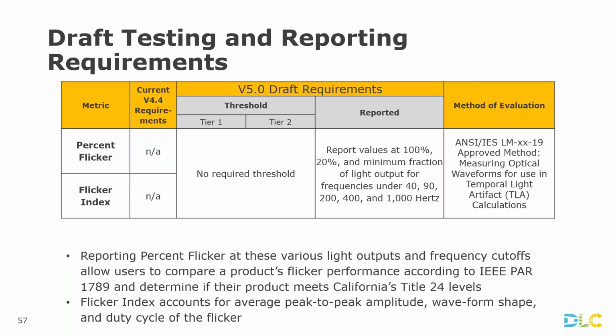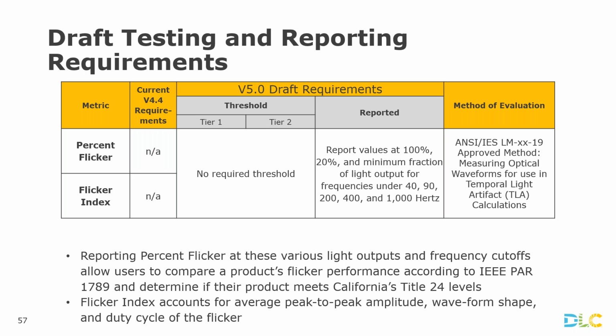The third and fourth metrics that we are asking for are percent flicker and flicker index. These 2 do not have thresholds associated with them, only reporting requirements. And for those savvy viewers, the reported values might look familiar. They are based on California's Title 24 requirements in JA8 and JA10.